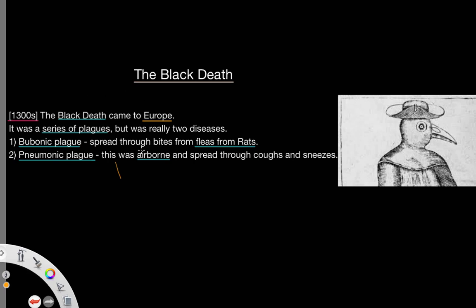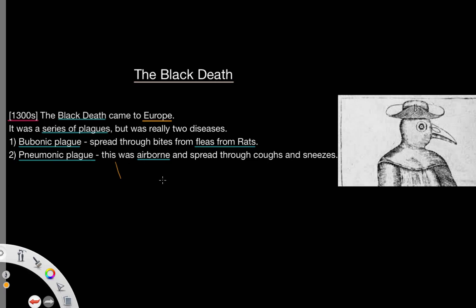So there was the Bubonic Plague, which is a plague that spreads through bites from fleas from rats. So the fleas would bite the rats, and the rats would come through into your house, into the streets, and everything like that. And that's what caused the Bubonic Plague. And then there's the Pneumonic Plague, which was an airborne plague spread through coughs and sneezes.